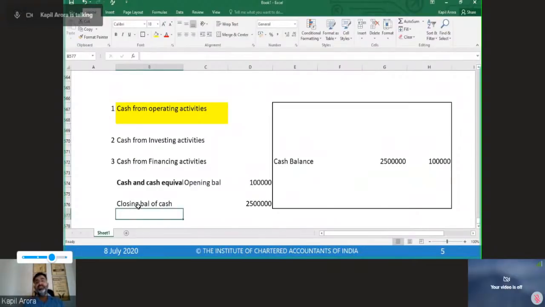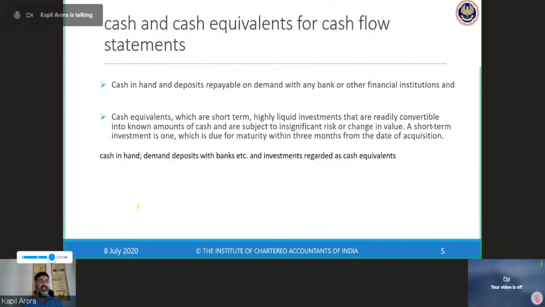That is one thing. Now the question is, if they are not going to go in these, they are going to get shown separately. What could these items be? Cash is okay, but what could be the cash equivalent? Cash is fine, so we can understand what cash in hand or bank is. What could be the cash equivalent then, which will also not be considered in any of these activities?